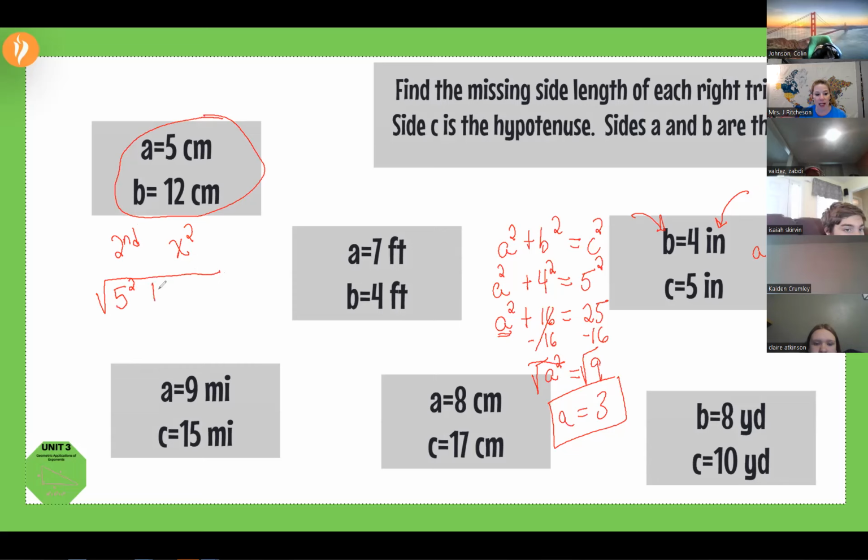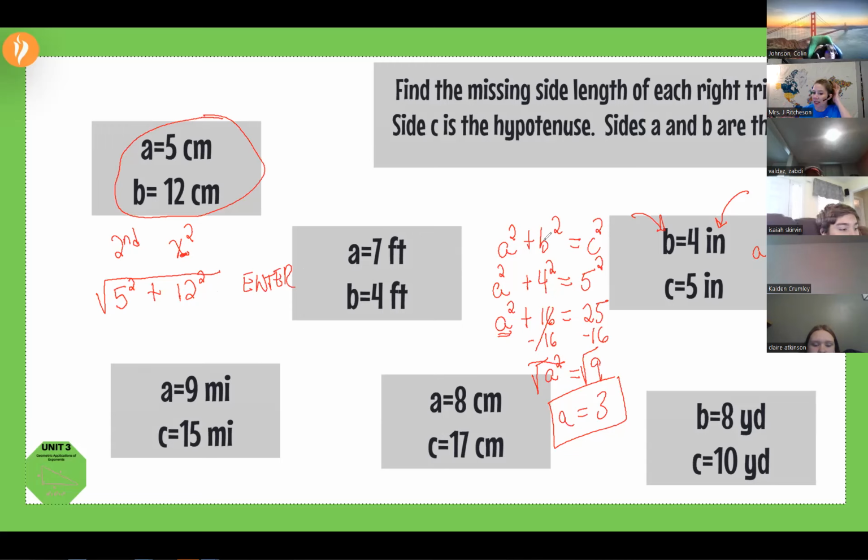You're going to hit plus. You're still under the radical. You're going to type 12 squared by hitting this button right here, and then hit enter. And what does it tell you? 13. Exactly. It did it all at the same time, you guys. It automatically squared both of those numbers, added them together, and took the square root of that number. How easy is that?